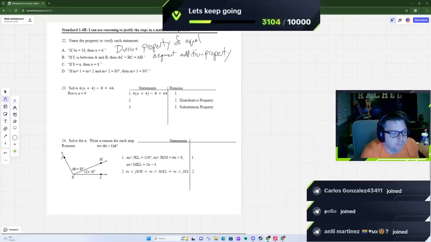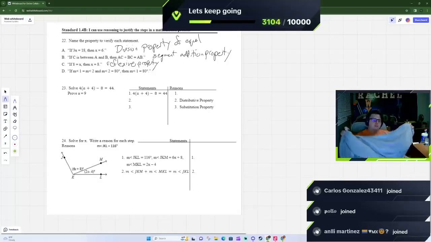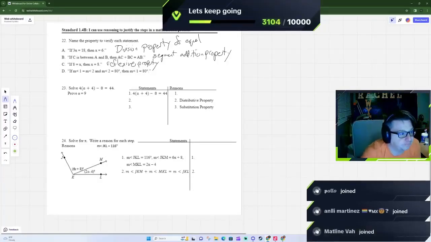Oh, I hate this one. If 8 equals x, then x equals 8. And when you think about this, are you making a mirror of the situation? If that's the case, that is the reflexive property. If you're making the mirror of it, that is the reflexive property. It comes in handy here and there, most of the time to get something to look the way you want it to.